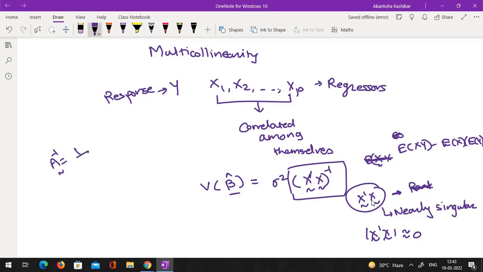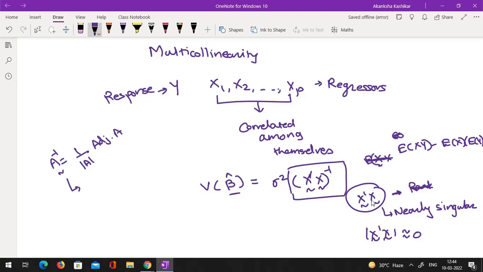A inverse is one upon determinant of A into adjoint of A. Correct. So determinant is in the denominator. If determinant is almost 0, then A inverse gets very high values, because you are dividing by 0, meaning you are going towards infinity. Are you following whatever is happening here? Yes, ma'am. So A inverse becomes very high.